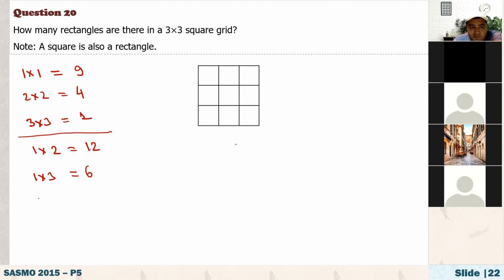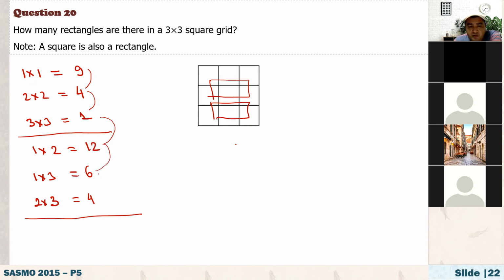And how about 2 by 3 rectangles, right? So 2 by 3 is, number 1, it is this, and number 2, it is this. And also vertically the same. How many? We have 4, right? And that's it. We don't have any other rectangles. Altogether, how many? 9 plus 4, 13, 13 plus 1, 14, 14 plus 12, 26, 26 plus 6, 32, 32 plus 4. So altogether, we have 36 rectangles in this figure.